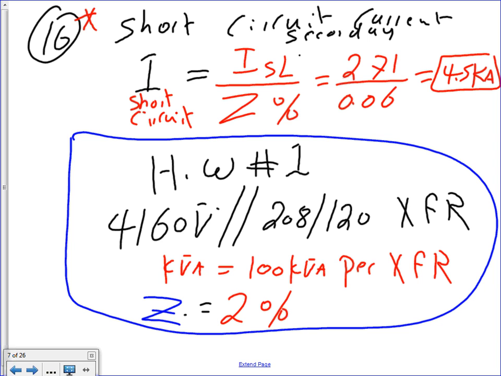Should I put Z? Here's my Z, 20%. You said 20. Yeah, thank you. 2%. 20 would be a big impedance. Any questions, guys? So that's the homework for this one. I'm going to give you 5 minutes and then the second one.